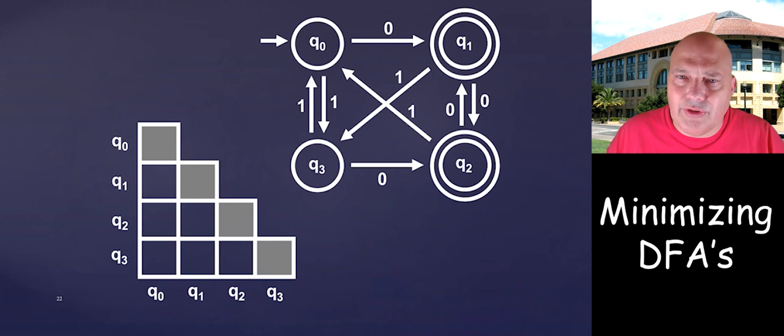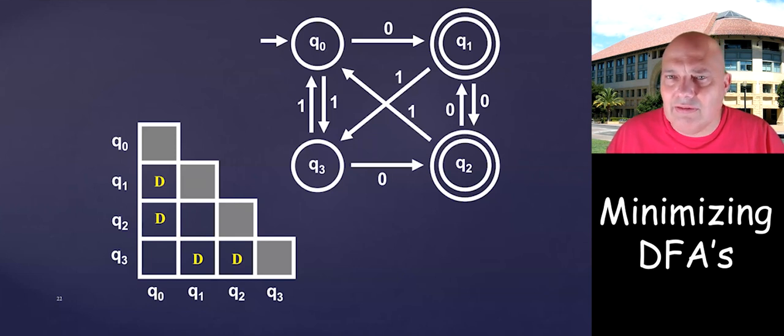Let's look at another example. So again, Q1 and Q2 are accept states, Q0 and Q3 are reject states. Therefore, this pair is distinguishable from the other pair. We can fill these Ds. And now we have two pairs to ask if they are distinguishable or not. So let's look at these pairs. How about Q1 and Q2?